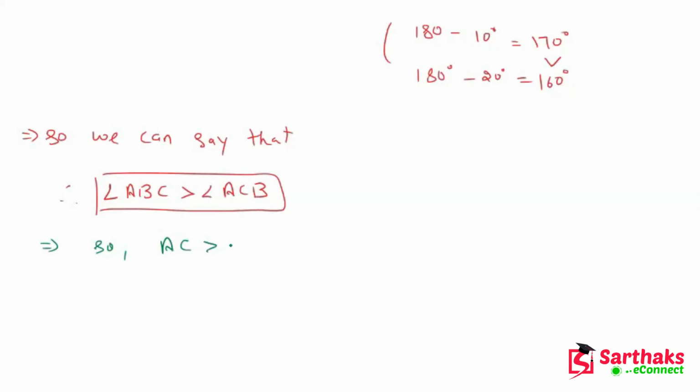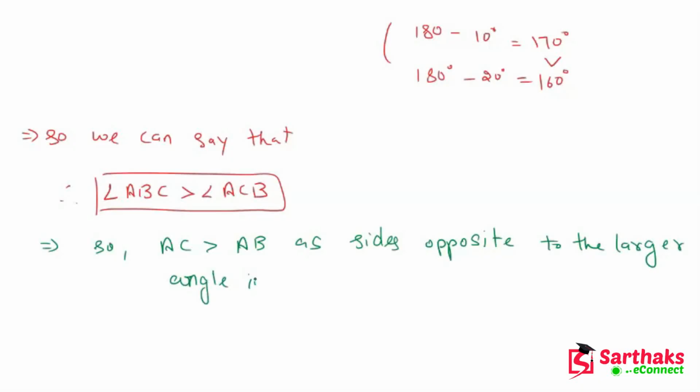So AC is greater than AB, as we know that the side opposite to the larger angle is always larger. Okay, we can write hence proof. So I hope you understand these things. So this is the concept of this question.